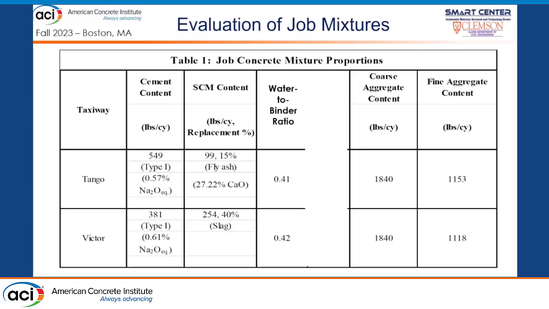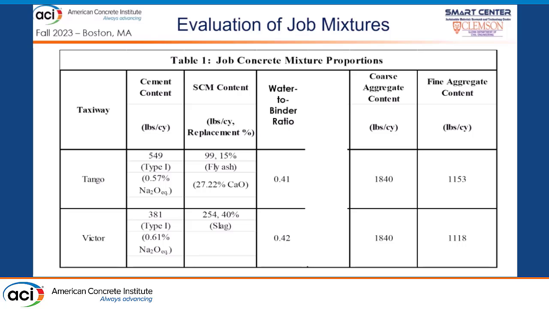We probably wouldn't do this at this time, but this was a pavement that was built some time ago when the specifications were still light, especially on the FAA side for ASR. They used a type 1 cement with the alkali content shown there. This is a class C fly ash with about a 15% dosage. Clearly, we know that would not work, but that's what they ended up using. The Victor was actually a 40% slag dosage. And this is the recipe for both the mixes.